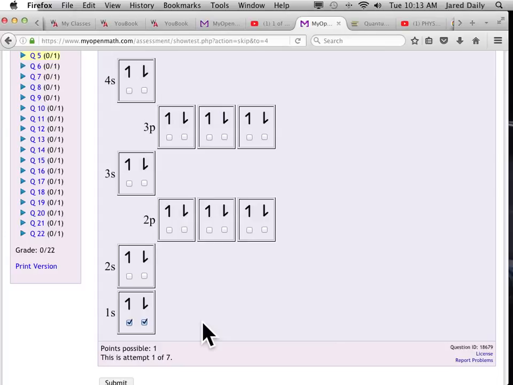If L equals 1, how many possible states can we have? Well, m sub L can equal 0 or 1, right? If m sub L equals, what's that? -1?